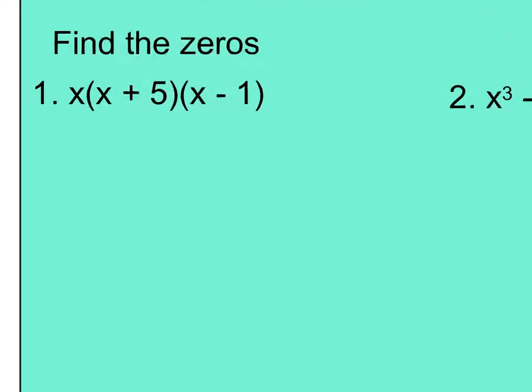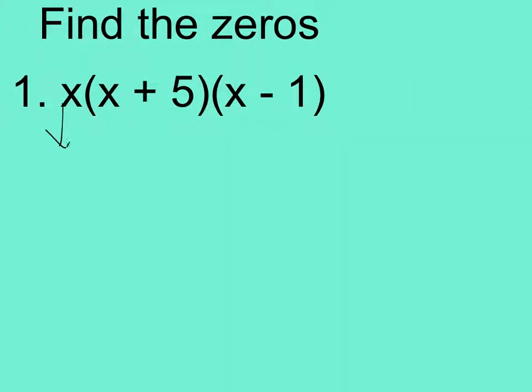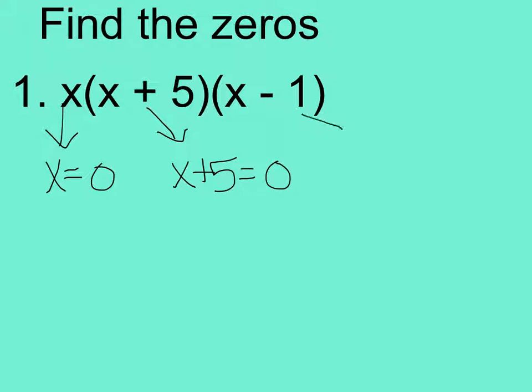So that means we have x equals 0. We have x plus 5 equals 0. And x minus 1 equals 0. So now we solve each of them for x. The very first one is already solved for x, so we move to the second one.